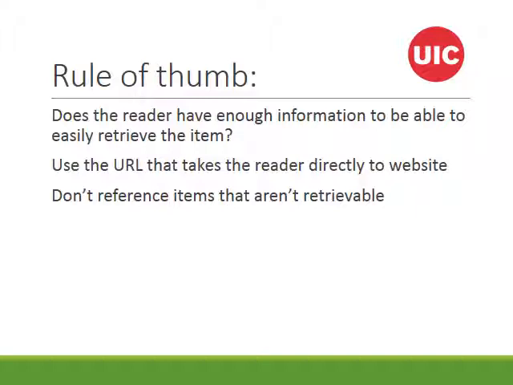It's important to remember that the purpose of your references is to allow your reader to be able to access that same exact source using only the information you provide. So as a rule of thumb, you might want to ask yourself, have I provided enough information for that to happen? So for example, if your citation includes a URL, you want to include the URL that takes the reader directly to that article or document.